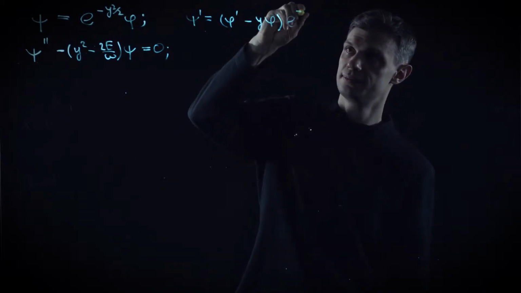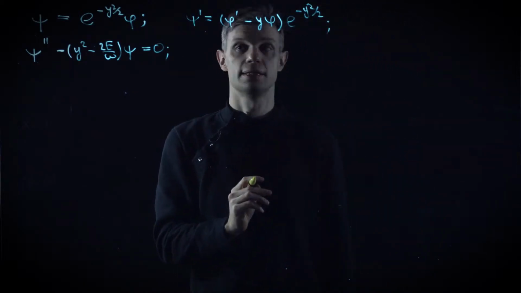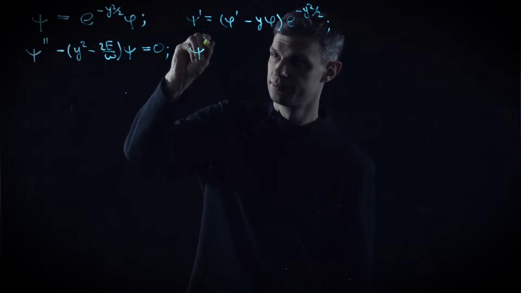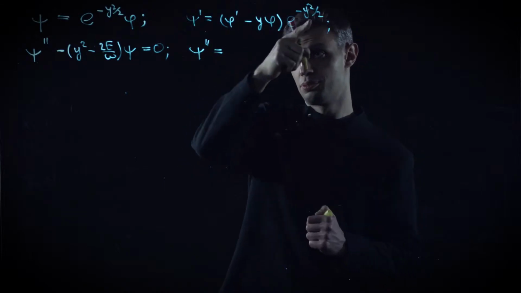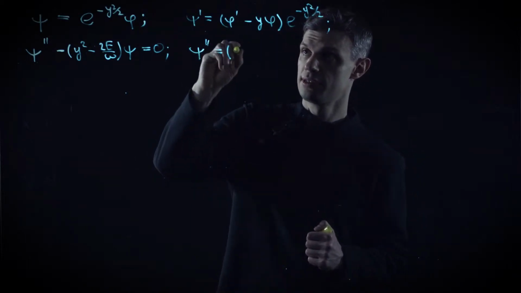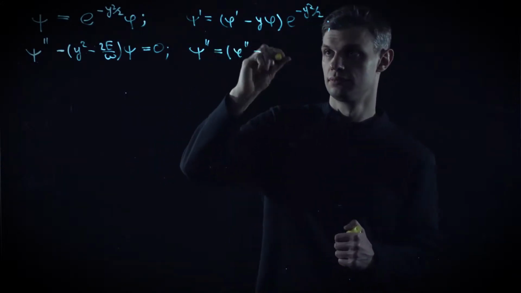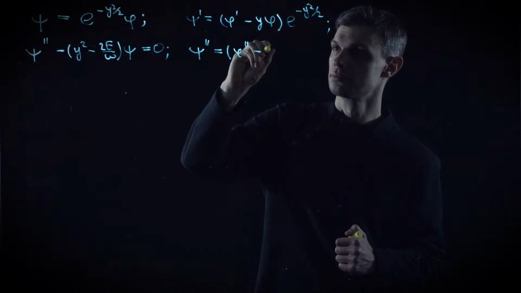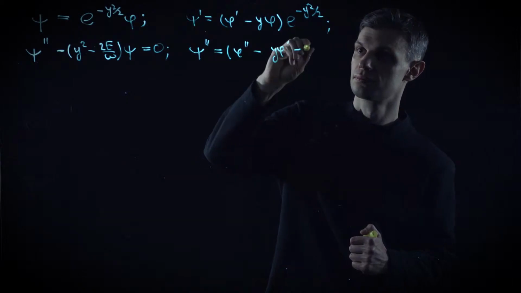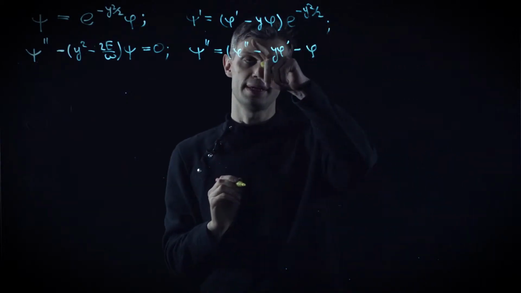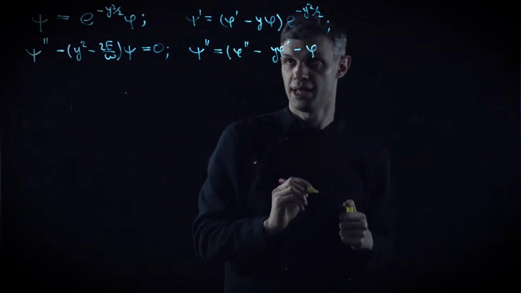multiplied by the exponential, and the second derivative. So we differentiate it as a product of two functions. The first term gives us, and the second term gives us just negative y multiplied by these braces.